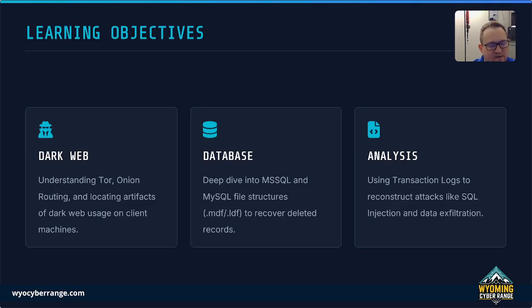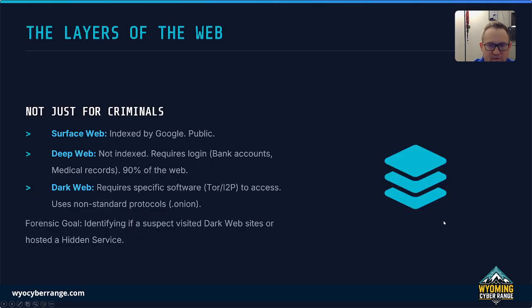Finally, we will learn how to analyze transaction logs to reconstruct attacks like SQL injection and data exfiltration. Now, the exam itself is frequently going to test your knowledge of where evidence resides. A key takeaway here is that even when attackers use anonymization tools, the client machine itself may actually still have evidence of their activity. And so we may have to find where that looks like.